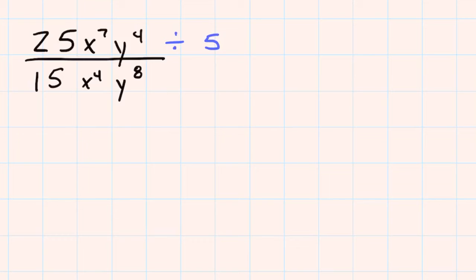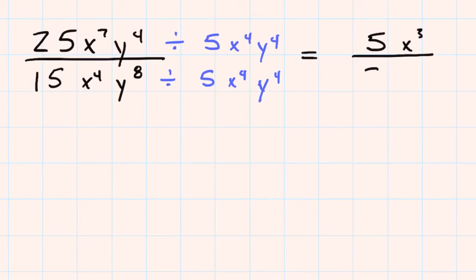So there's x to the 7th and x to the 4th, so it's x to the 4th. There's y to the 4th and y to the 8th, so y to the 4th. So the GCF of the numerator and the denominator is 5x to the 4th, y to the 4th. So divide both by that, and you end up with 5x cubed over 3y to the 4th.